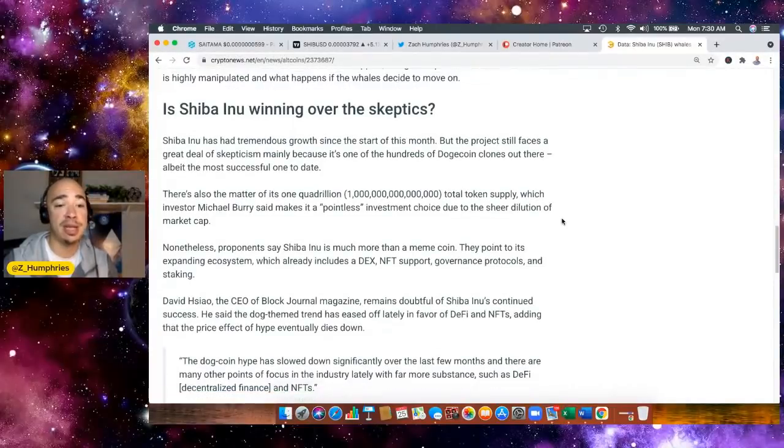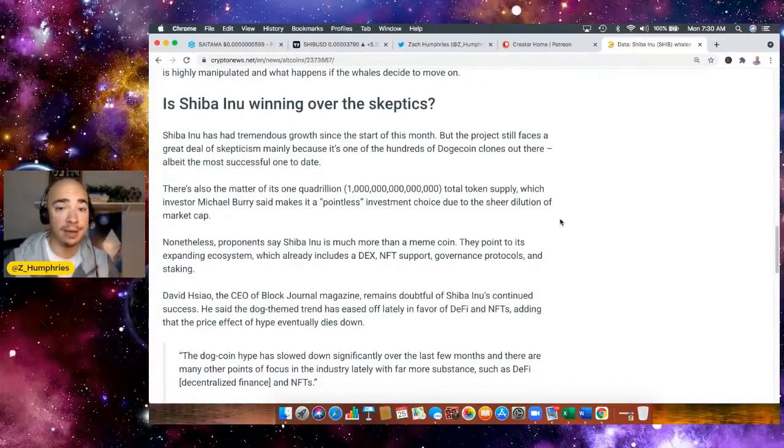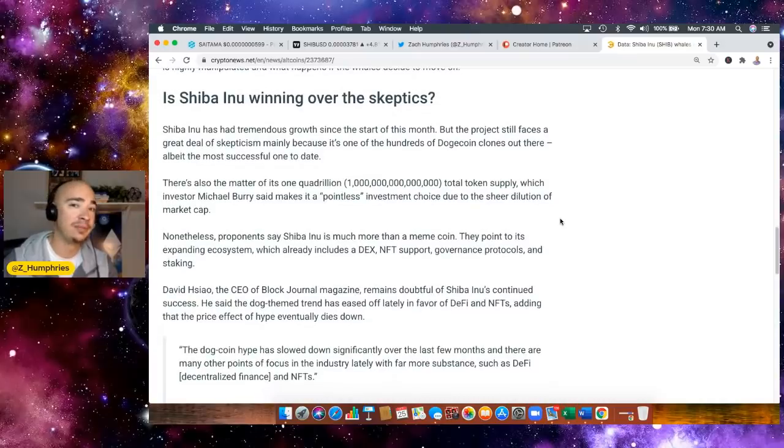Nonetheless, proponents say Shiba Inu is much more than a meme coin. I agree. They point to its expanding ecosystem. This is what people don't necessarily understand. Shibarium, right? Which already includes a DEX. They don't understand that. NFT support. They might not know about that. Governance protocols and staking. They probably don't know much about ShibaSwap, right?